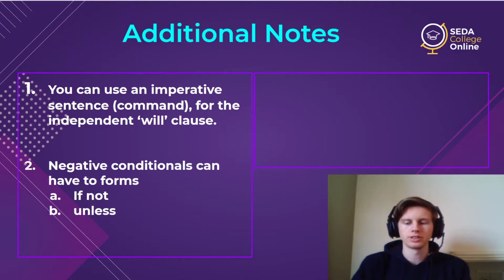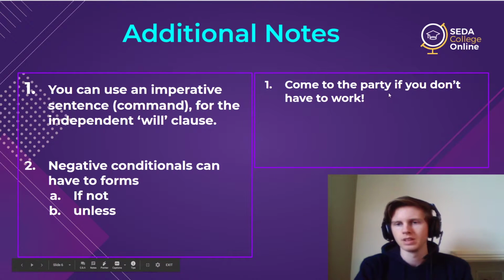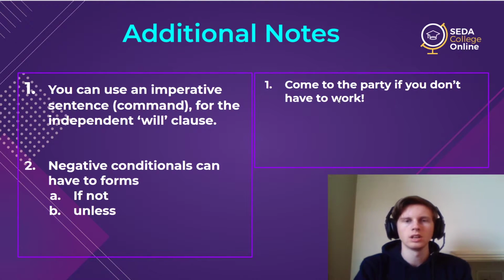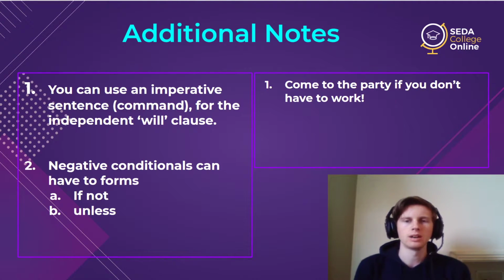It's just another word. So here's some examples, like for number 1. Come to the party if you don't have to work. So here we have our dependent if clause. If you don't have to work, what? Well, come to the party. And you can use a command instead of I will go to the party, you can tell your friend, come to the party if you don't have to work. So it's just an option. Just know that with the first conditional, you can use a sentence or a command.